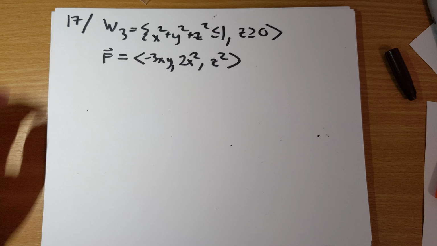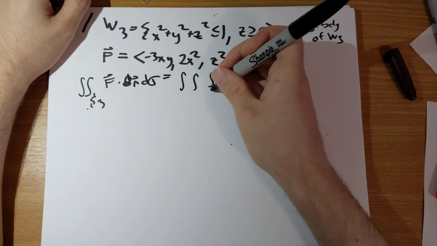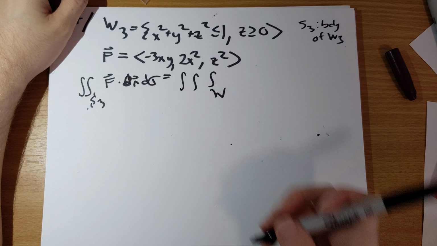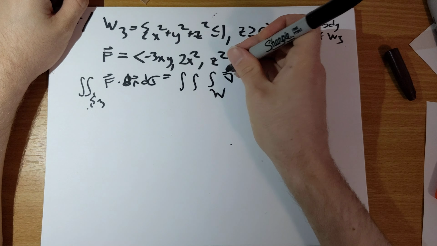So if S3 is the boundary of W3, the integral over S3 of F dot n d sigma, that's the flux integral of F over the boundary here, is equal to the triple integral over W itself of the divergence of F dV.